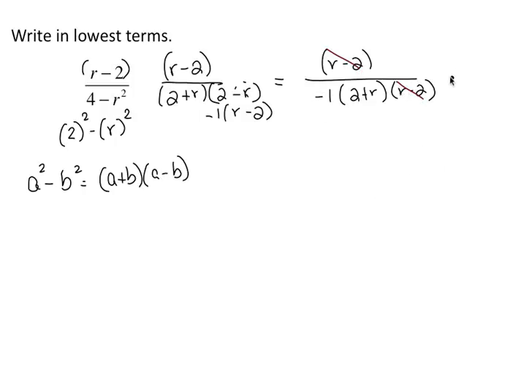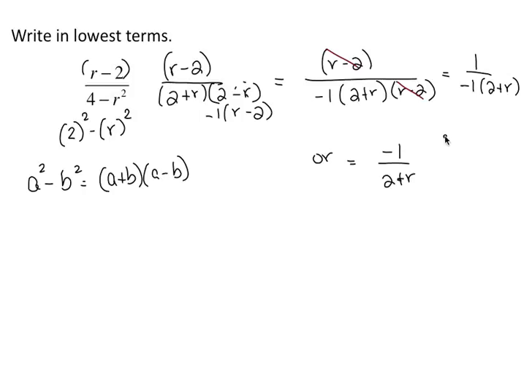So now my answer is 1 at the top, because I can't cancel everything. We need to have that 1 there. And then this negative 1 times the 2 plus r. We could also write it as negative 1, giving this negative sign to the top, over 2 plus r. So those are just two different ways of writing this answer. Both answers are still correct.